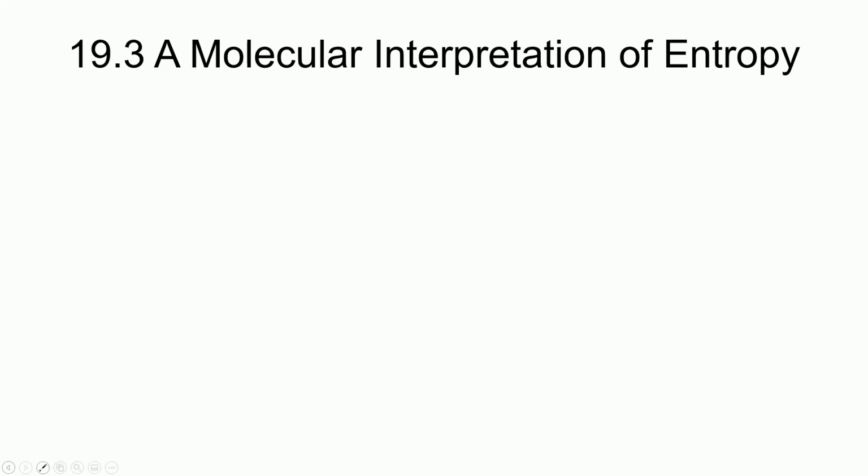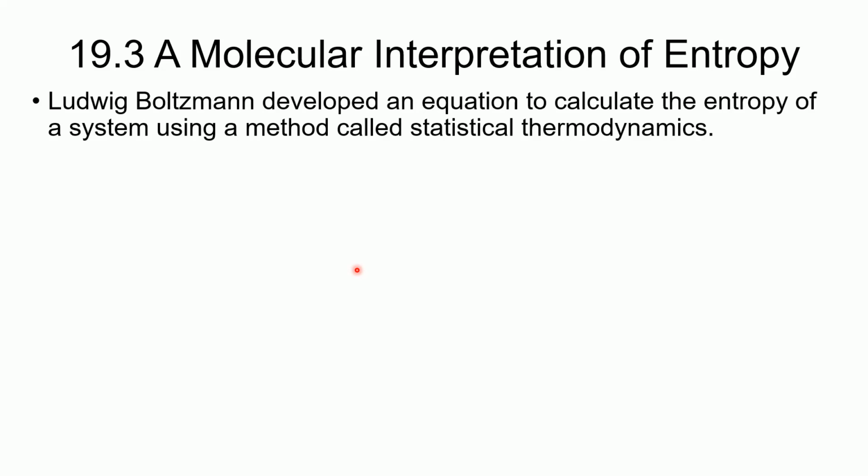In this section, we're going to be looking at entropy on the molecular level. We're going to be thinking about entropy in terms of the actual molecules themselves. And when we do that, we don't get a different result. The same things that we said were true earlier about things that increase entropy also increase entropy. It's just a different way of getting there.